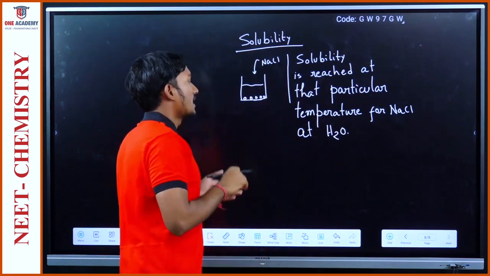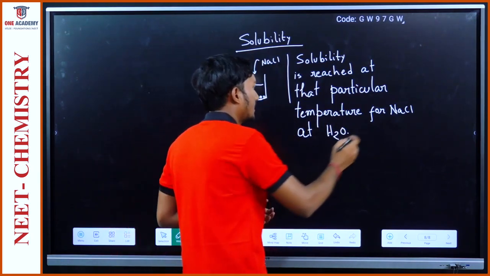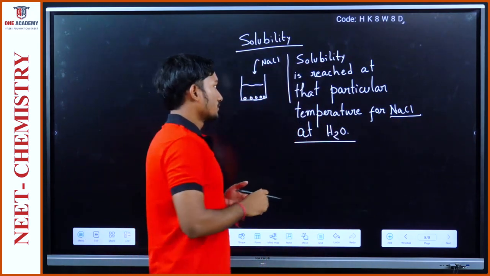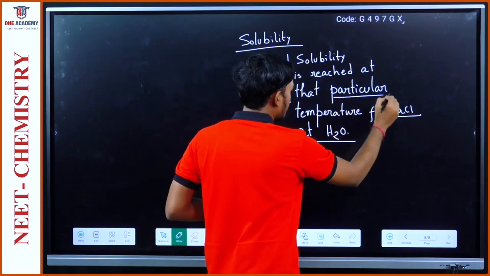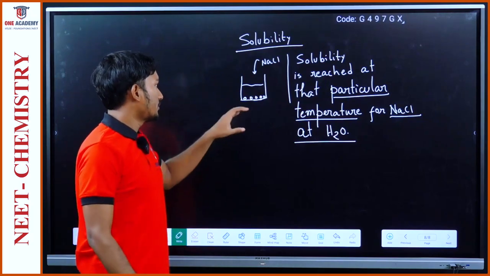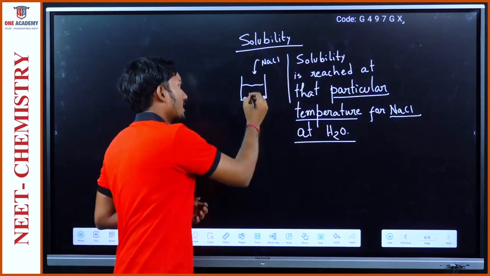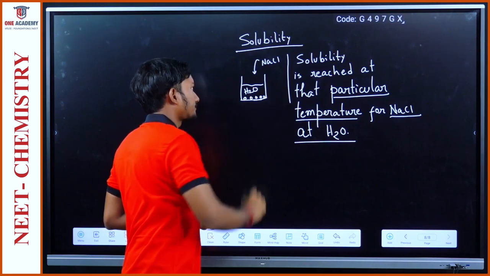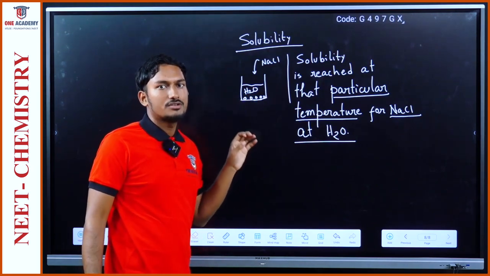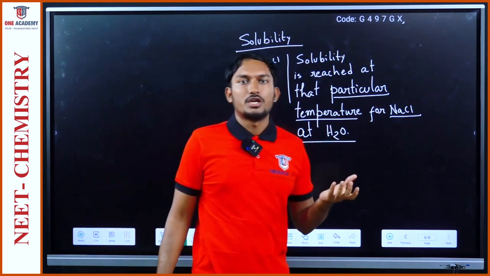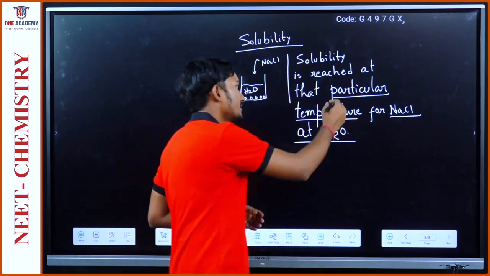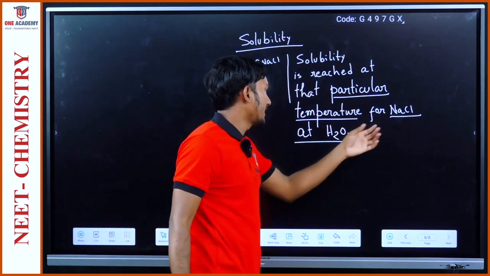Now we have to understand very carefully, and the terms will be useful for our next session of chemistry. So what does this mean, particular temperature and for NaCl in water? Suppose I have taken water over here and I am adding NaCl. When the maximum amount of NaCl is reached, that will be called solubility. That is the maximum amount of a solute that can be dissolved in a particular solvent. That is solubility. But why am I using this term, particular temperature or for NaCl in water?